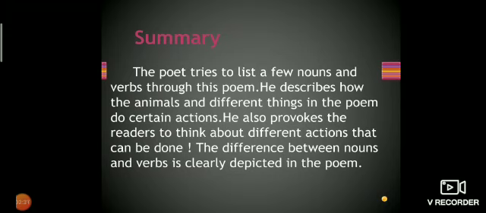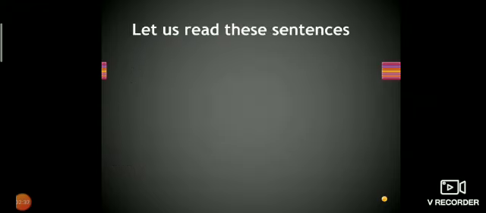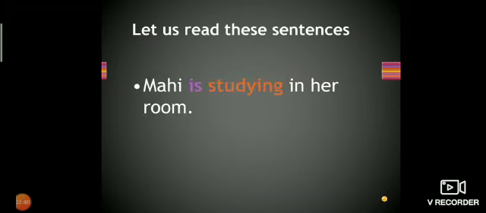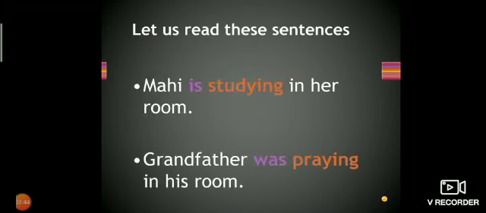Okay students, let's read these sentences. Okay. Let's start. Mahi is studying in her room. Grandfather was praying in his room.